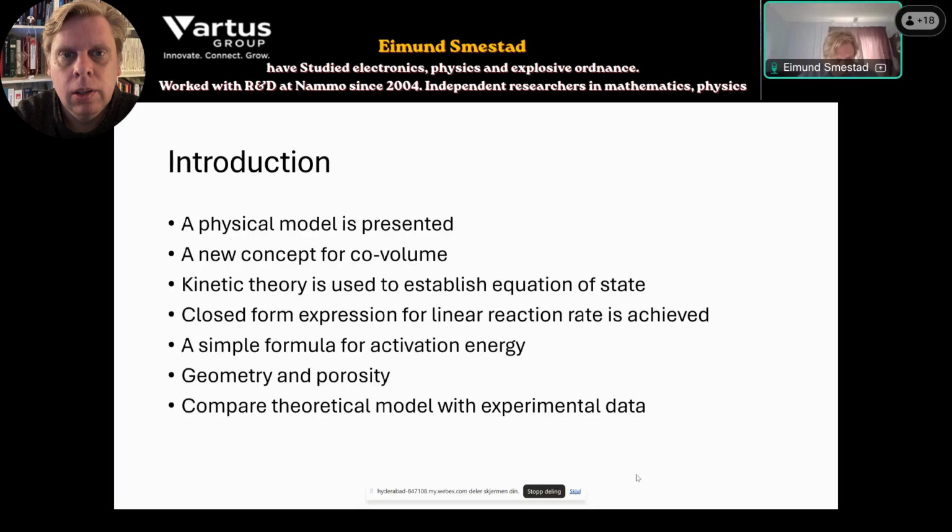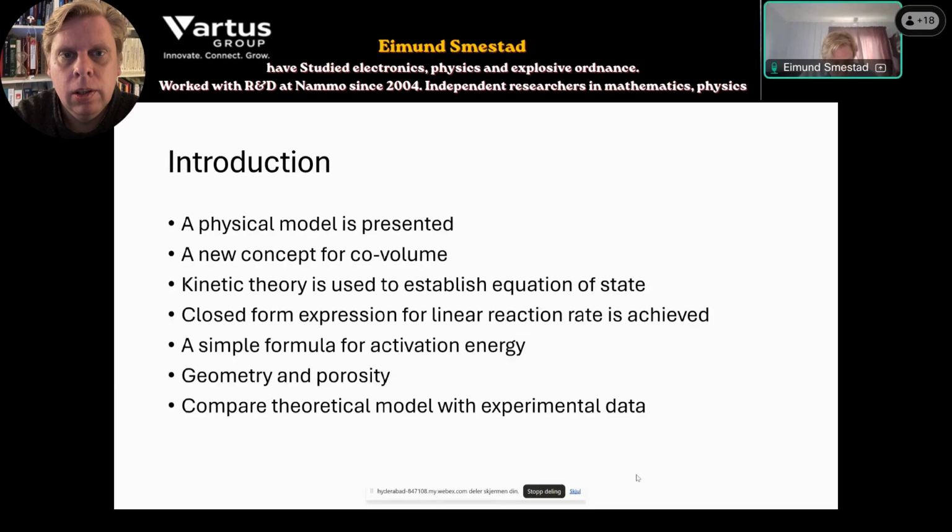Introduction. I will present a physical model with physical parameters. It's an analytical model and not a computational one. It's not empirical either. A new concept of covolume is introduced. Kinetic theory is used to establish the equation of state. A closed form expression for linear reaction rate is achieved. A simple formula for activation energy is also achieved.